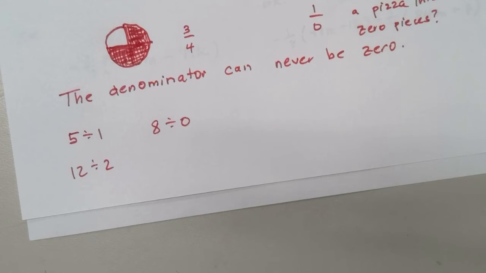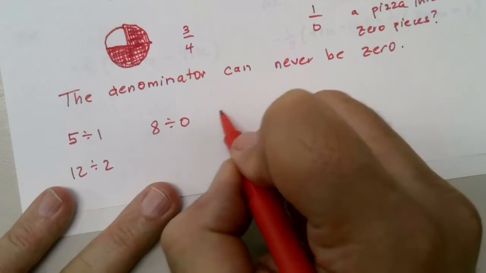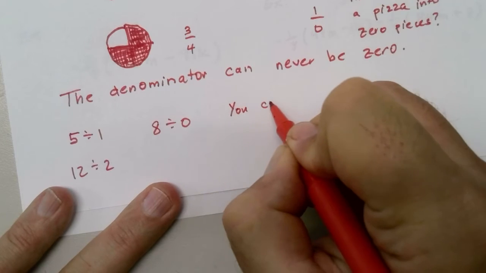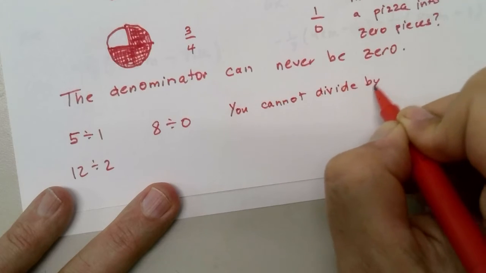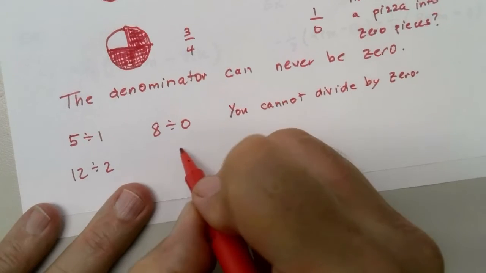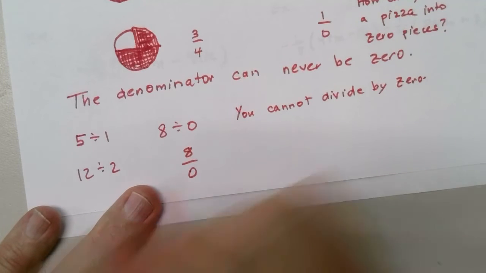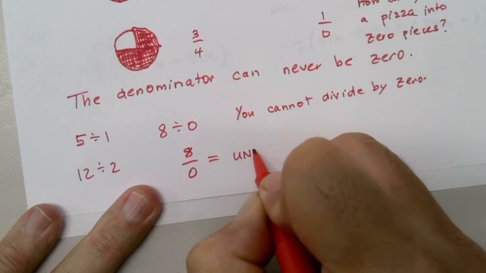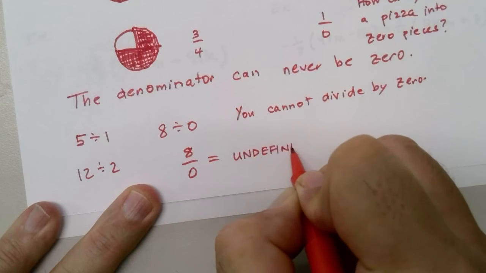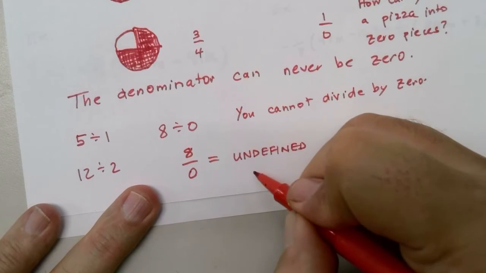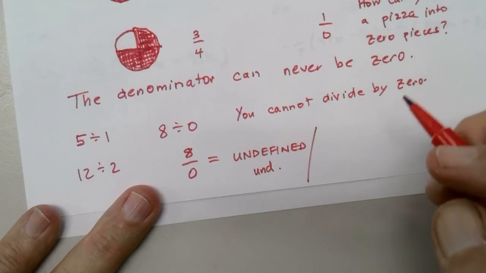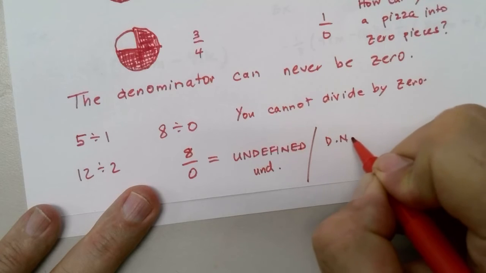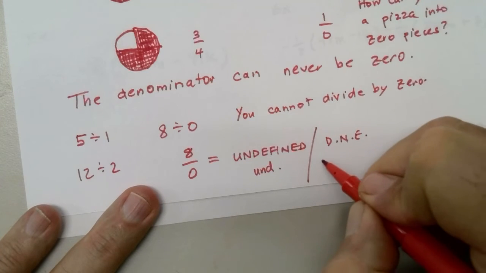I don't know. A lot? A little? I mean, what does that mean? Right? So the way you think of it is, you cannot divide by 0. And if you ever see the fraction 8/0, you would say that that is undefined, which is abbreviated UND. You could also, if you feel a bit saucy, write DNE, does not exist.